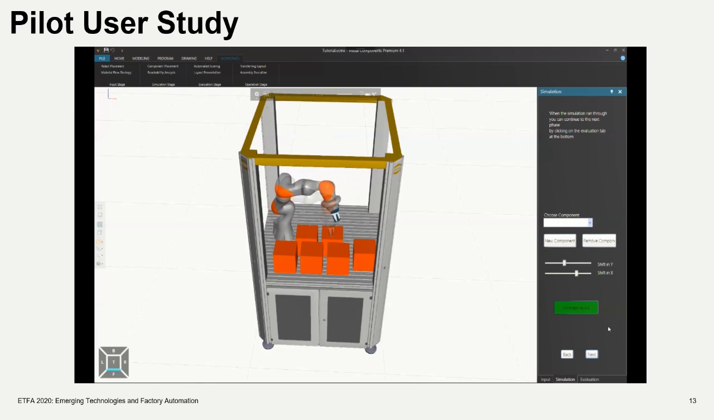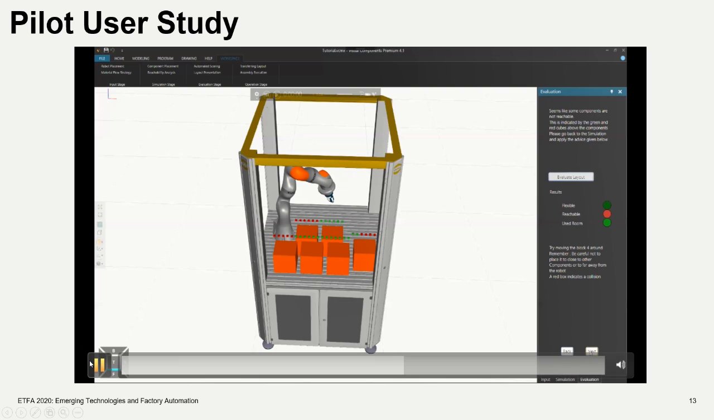What you can see here now is a small excerpt of a pilot user study. So here's a real user working, but at the moment this is the automated simulation stage, and the robot is performing the reachability analysis. So the robot moves towards various frames of each component, which are encoded inside the component, and if a frame is reachable, it's going to be marked green, and if it's not reachable, it's going to be marked red. And because 2 components are fully not reachable, and here also half of the frames are out of reach for the robot, the user gets here the IVA assistant.